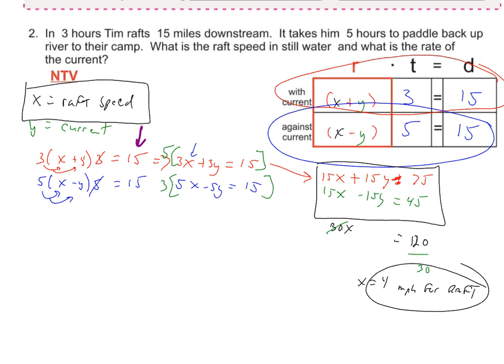Now, we're not done because it also asks you. Sometimes you'll be done. Maybe the question will only ask for the raft speed, the bike speed, the plane speed. But this asks for both, so we got to do the current. So I got to find y. And remember now, I'll put 4 into any of the equations. So in any form, I'm looking for y.